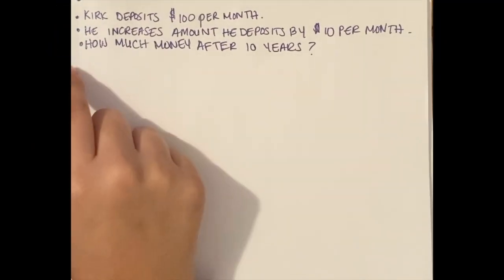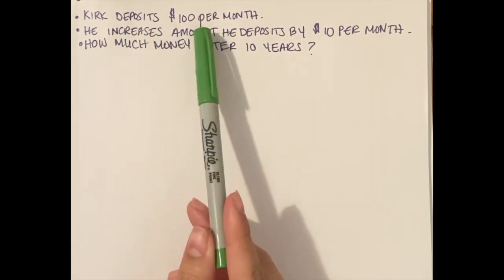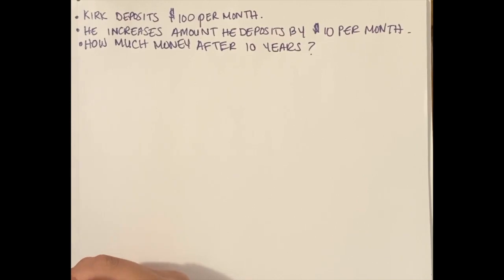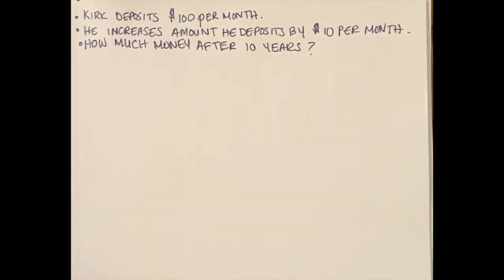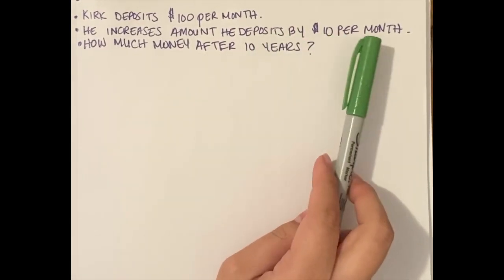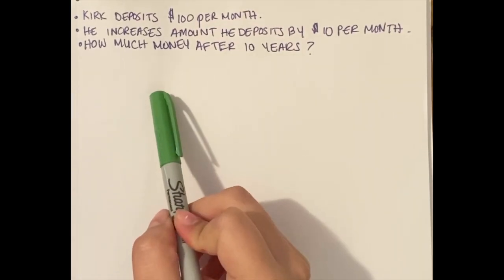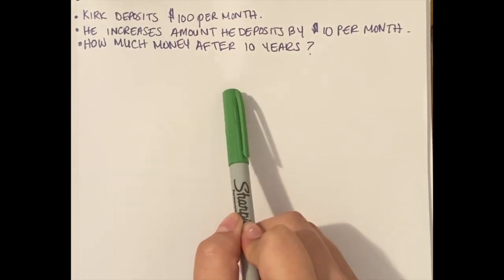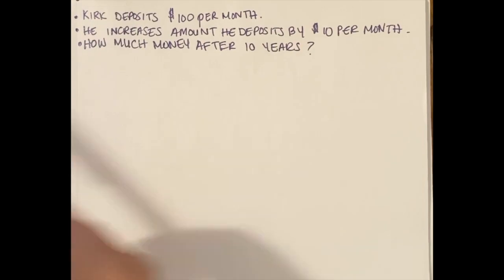The last problem that I want to talk about is actually the last one in the lesson. And it talks about Kirk. He's depositing $100 per month in an account. So that means the first time he deposited 100. Then he decides to increase the amount he deposits by 10 per month. So if he put in 100 the first month, he's going to put in 110 the next month. He's going to put in 120 the next month, and keep on increasing the amount he puts in by 10.